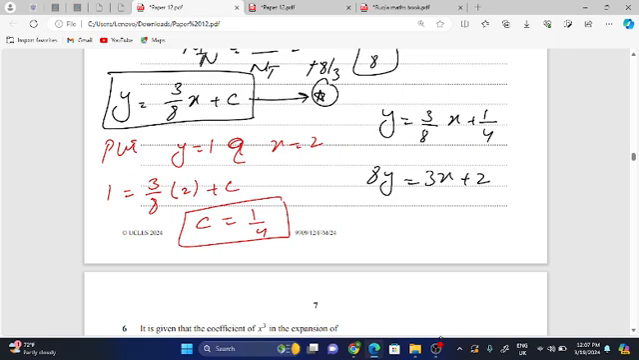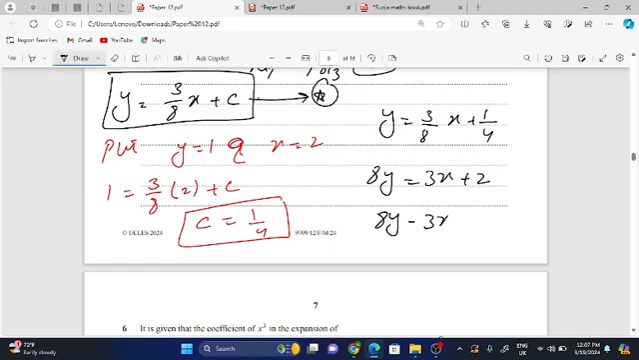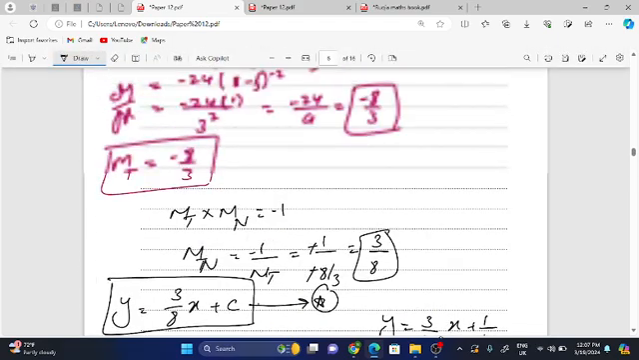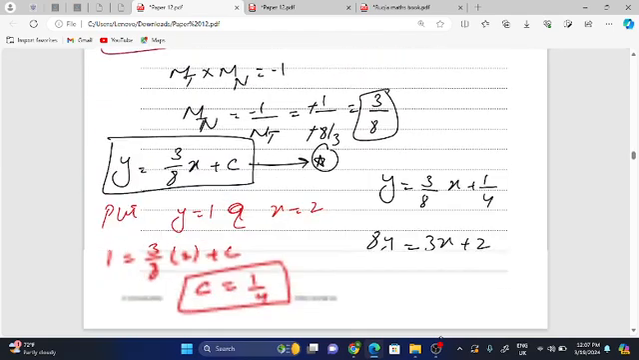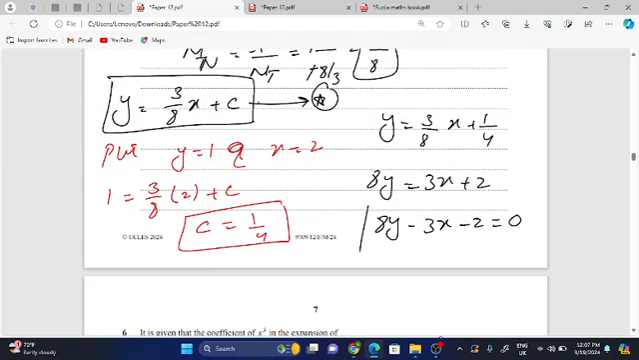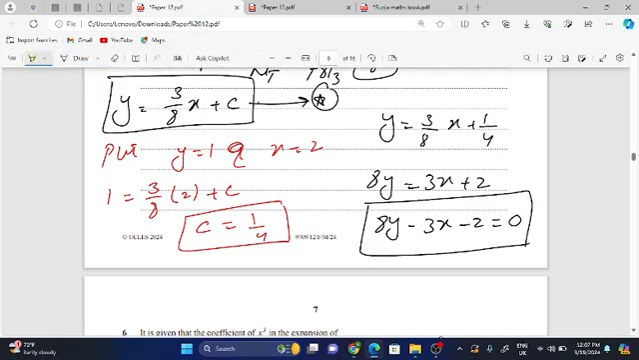So 8y equals 3x plus 2, and you have to express everything on one side of the equation, so that becomes 8y minus 3x minus 2 equals 0. Now, is this in standard form, ax plus by plus c? Yes, this is in the required form: 8y minus 3x minus 2 equals 0.